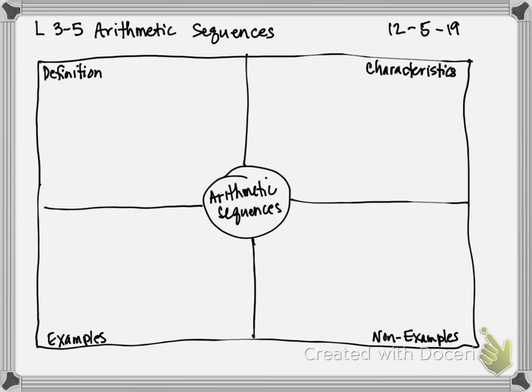Okay, so the definition is, first off, what is a sequence? A sequence is an ordered list of numbers. So there's some reason why those numbers belong with each other in the order that they're given. There's some sort of pattern going on.